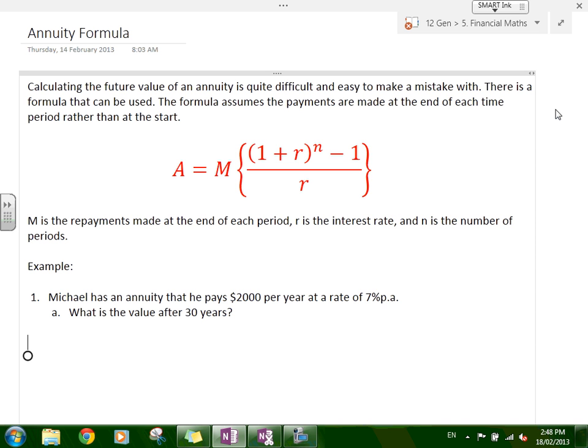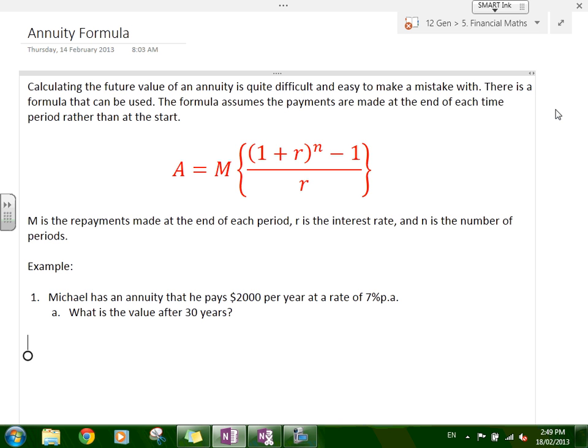You are given this in your formula sheet. However, there's no point having a formula sheet if you do not know how to use the things that you get. There's the future value, and then there's a present value. Anyway, we can talk about that later.